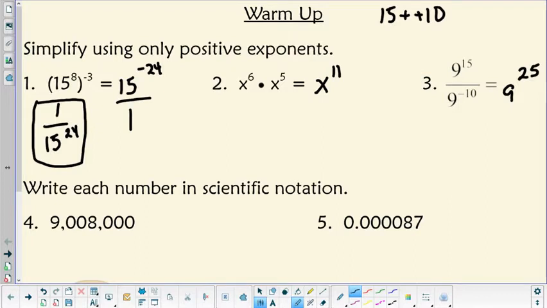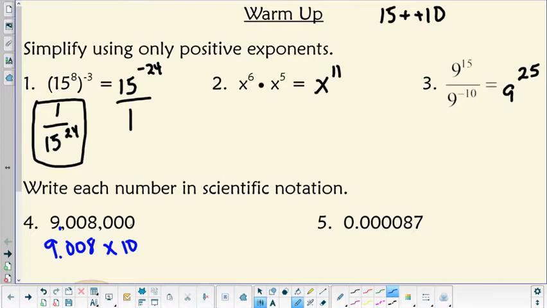For the next one, it says write each number in scientific notation. This is what we talked about in our last lesson. I have to put a decimal point in here somewhere that's going to make this number between 0 and 10. So not less than 0, not greater than 10. The best place would be here after the 9. So I'm going to write this number until I get to the 8. So I have 9.008 times 10 to what power?